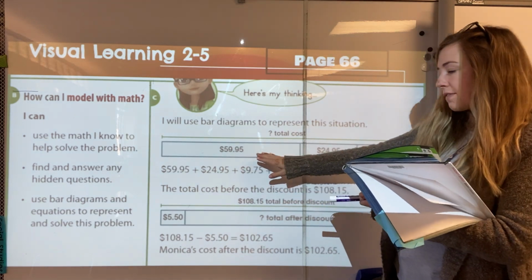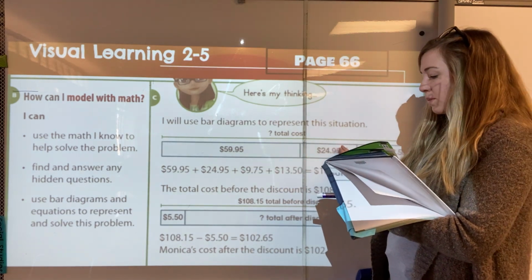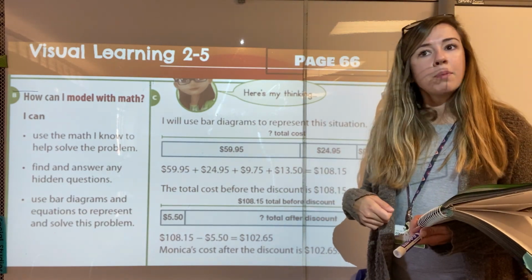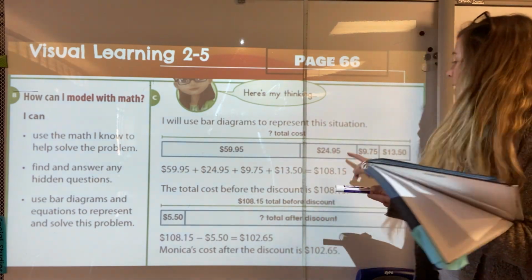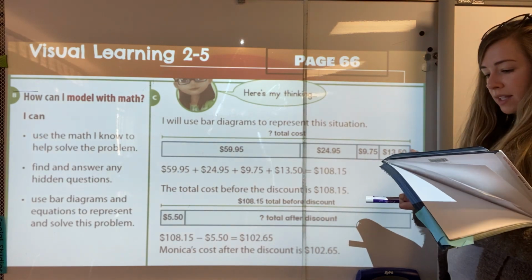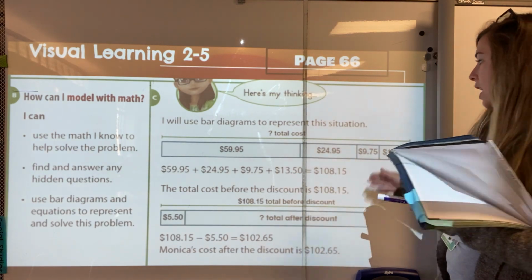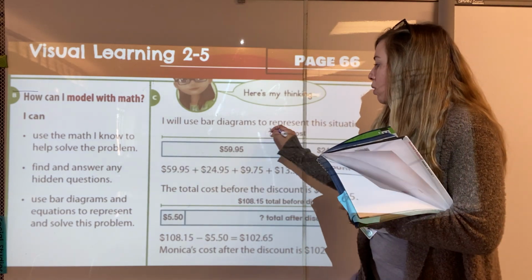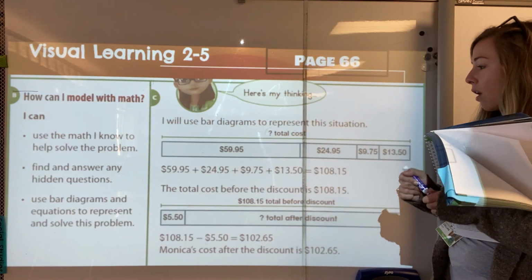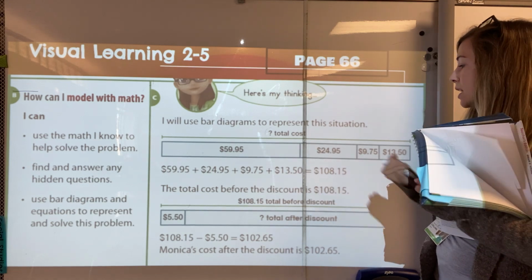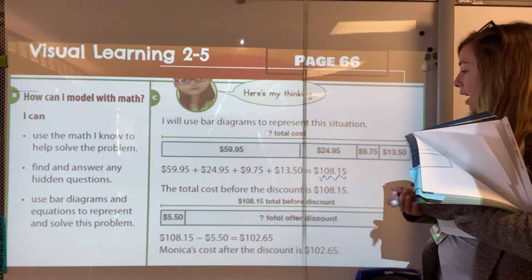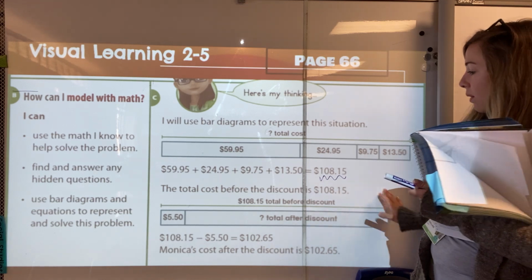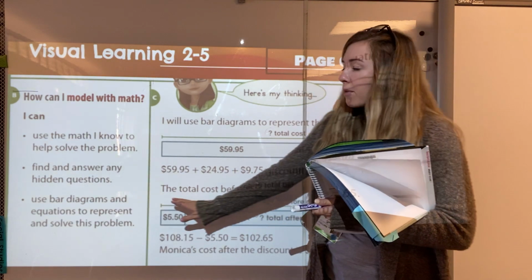So our $59.95 was the easel, $24.95 was a set of paints, the smock, which is like a little cover that you put on, you probably do it in art class when you wear like an apron, is $9.75, and then our last one, the canvas board, is $13.50. So they have all of it in the bar, and then our question mark is the total cost. So then they had to add it all together, and they got a total of $108.15. So now that's the total before the discount.